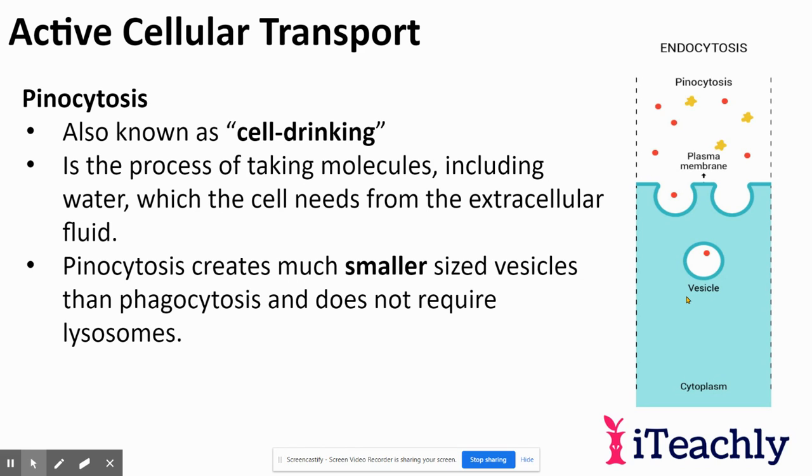This is cell drinking, and again, it forms a vesicle, but these are mainly liquids. And they create much smaller size vesicles. But anyways, this is cell drinking.